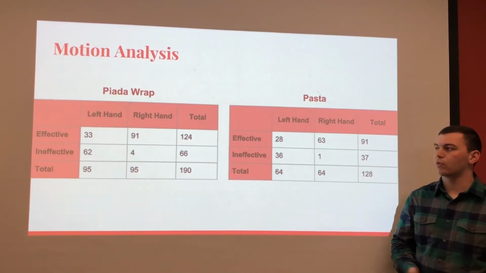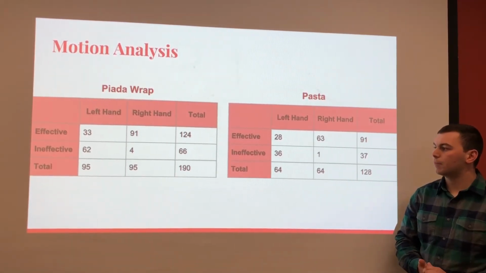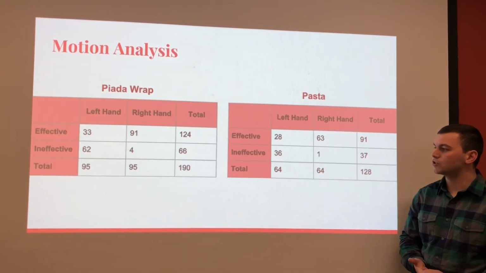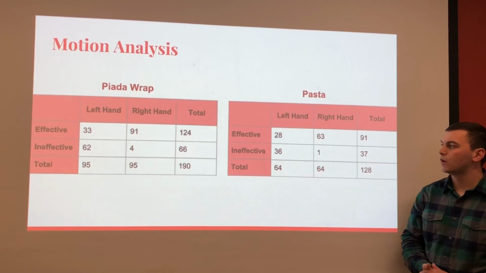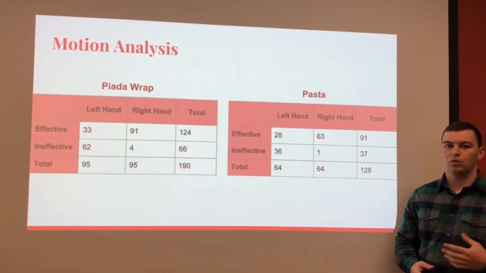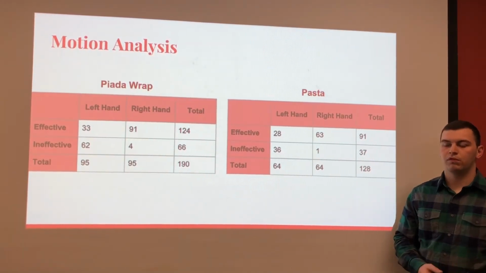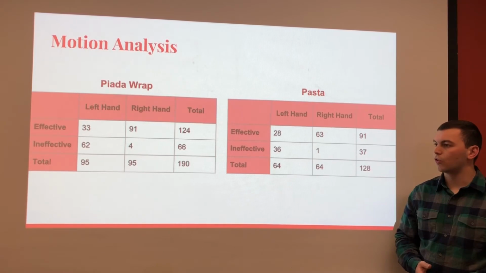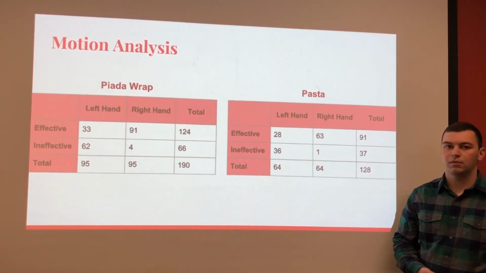A motion analysis was done for this process using therbligs. For wrapping the Piada, there were 190 motions, and for making pasta, there were 128. The right hand was used much more than the left hand due to having to hold the Piada in place or holding the bowl when moving it from station to station. Also, collecting toppings and moving meat was done primarily with the right hand in both cases.